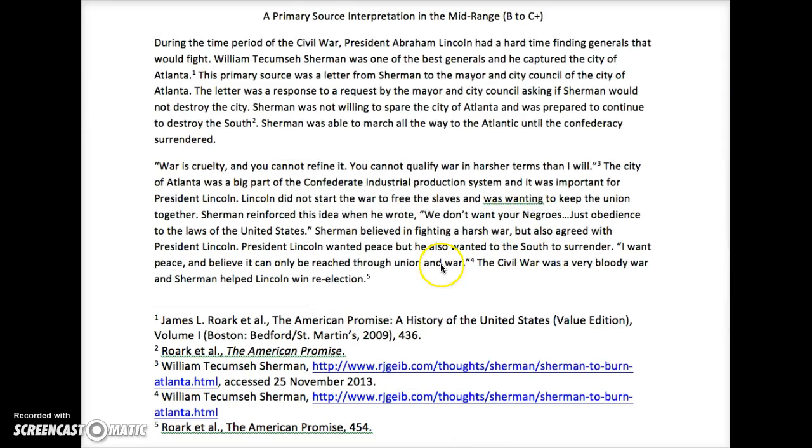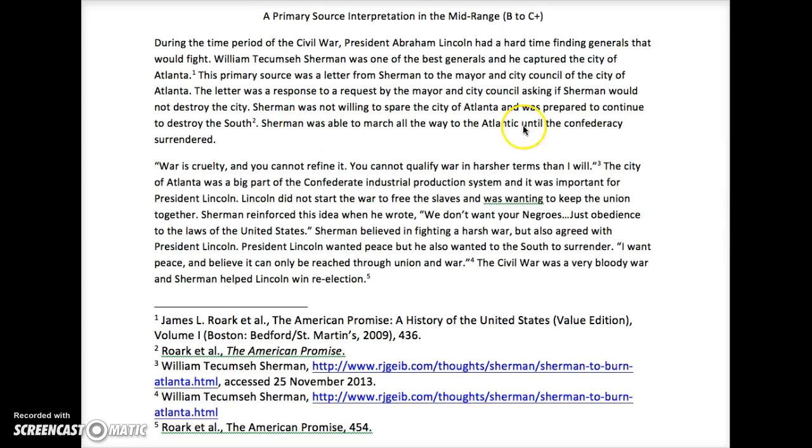Here we have a mid-range, a B, C plus, somewhere in there. Our primary source this time around is a letter from Sherman to the mayor of the city, asking to spare the city or something like that. It has some direct quotes from the primary source. That's kind of good. It talks about the context of Lincoln not being able to get good generals. That's kind of good.